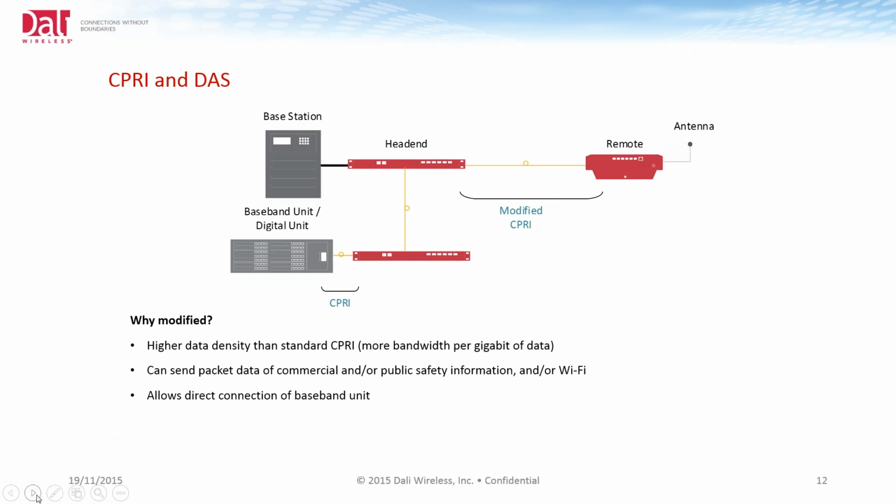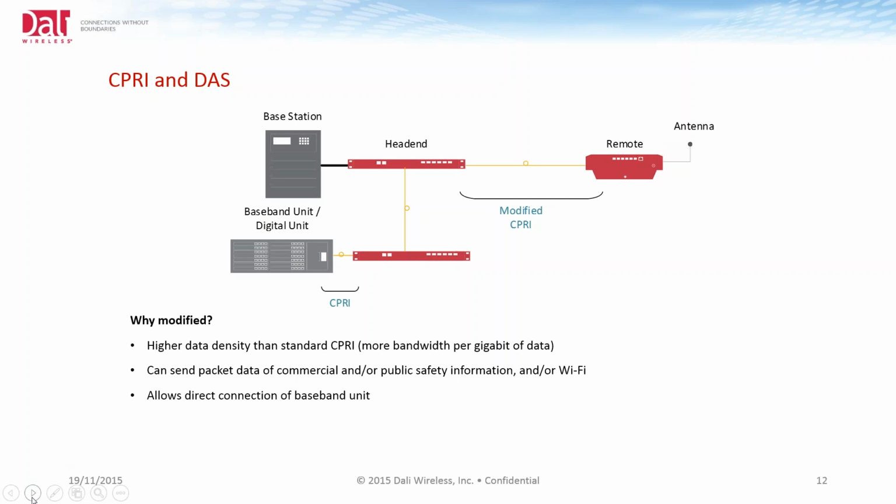We can also use this to send packet data for commercial or public safety information or Wi-Fi on the system as well. So as long as all of the signals are within the capability of the data rate we're using, and in our case that's currently either 6 gigs or 10 gigs, we can actually incorporate any digital information into our data stream. And then at the other end, we can feed it into a Wi-Fi access point. We can use it for a public safety system, or we can use it for a commercial system.